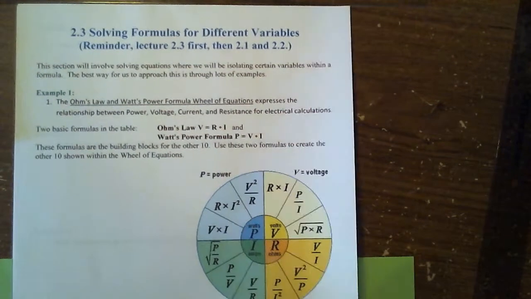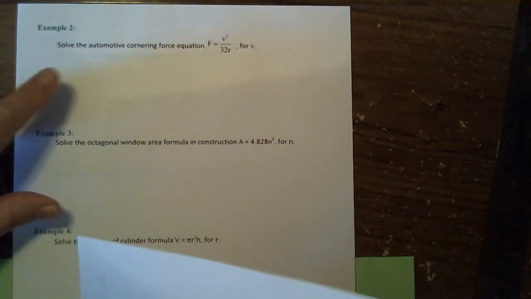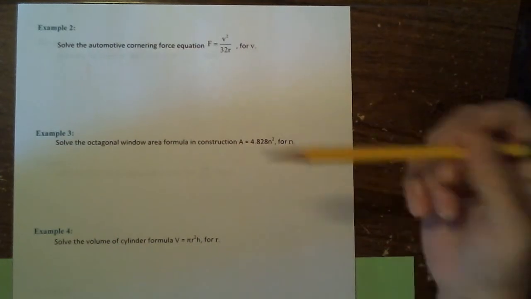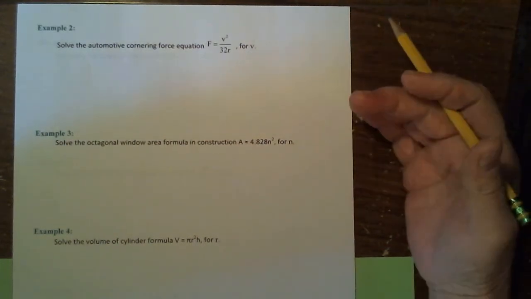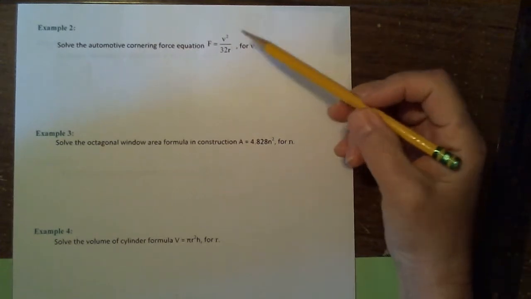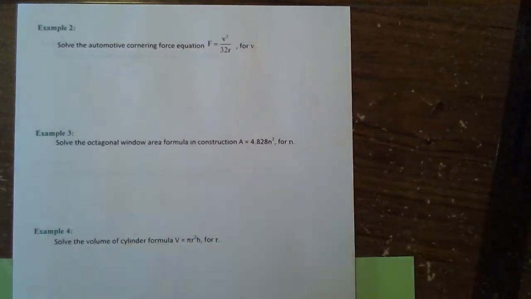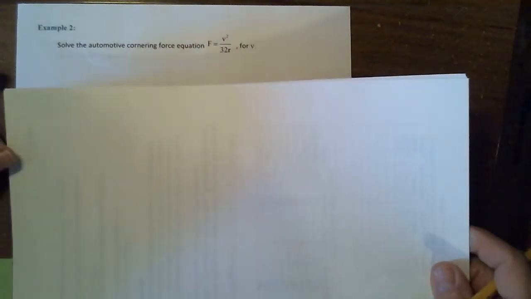So I'm going to go ahead and start with the second example, which is pertaining to an automotive cornering force equation. And what we're going to be doing is not finding an answer to a problem, but we're going to isolate a variable given a formula. And before I do example 2, I'm going to just throw out something really simple.